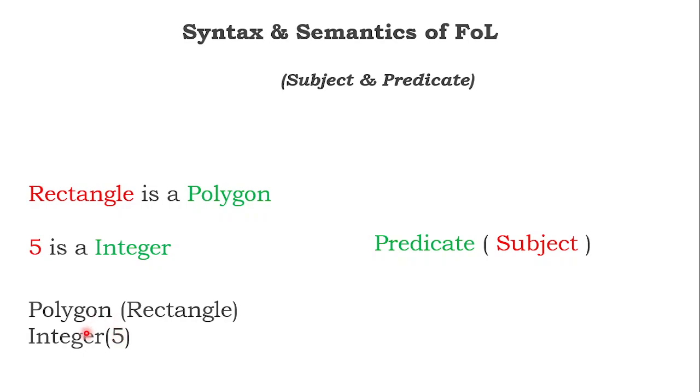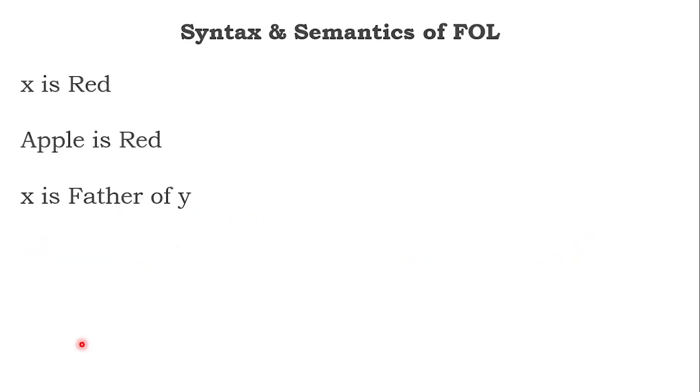Since this is artificial intelligence, we are not going to concentrate more on grammar. Rectangle is always a polygon, rectangle was a polygon, rectangle must be a polygon. Whatever you want you can say. But what is the concept we learnt here? Rectangle is a polygon, 5 is an integer. We'll discuss some more statements.